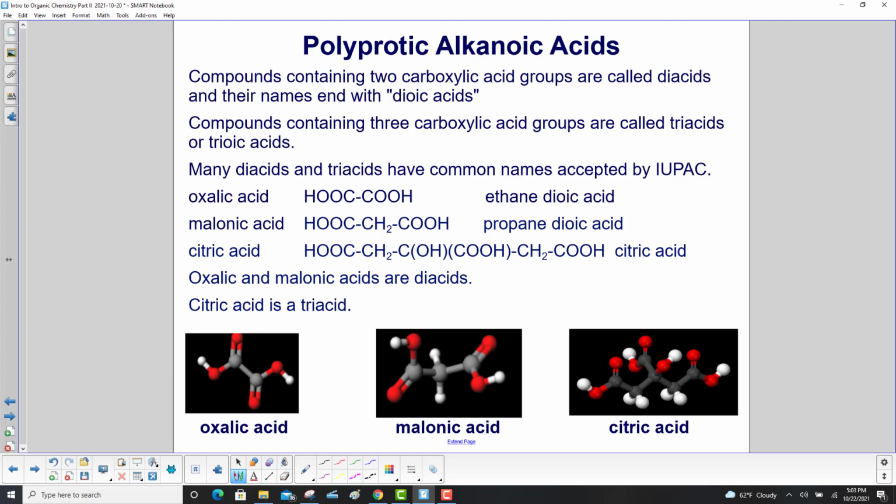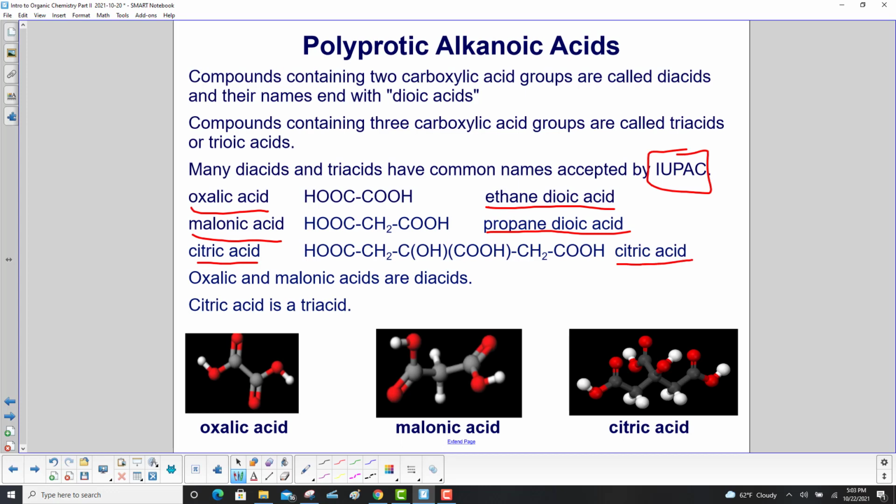Compounds containing 2 carboxylic acid groups are called diacids, and their names end with dioic acids. Compounds containing 3 carboxylic acid groups are called triacids or trioic acids. Many diacids and triacids have common names accepted by IUPAC. For example, oxalic acid is also known as ethane dioic acid. Malonic acid is also known as propane dioic acid. And then here's citric acid, which is just called citric acid.